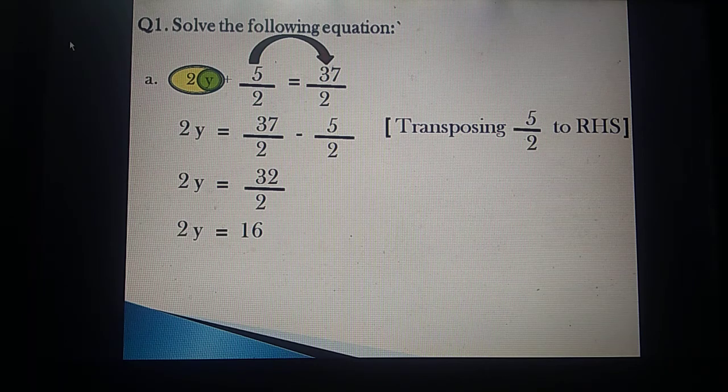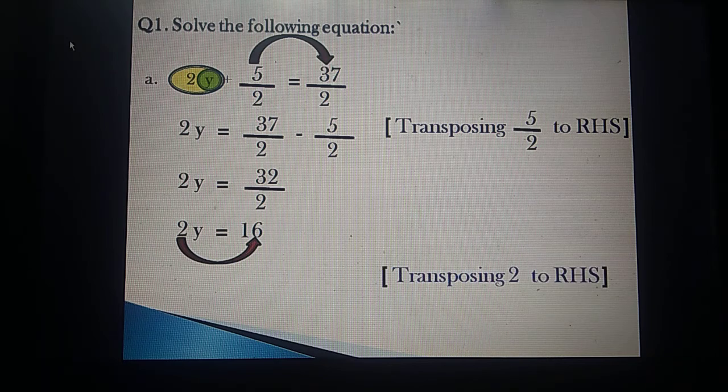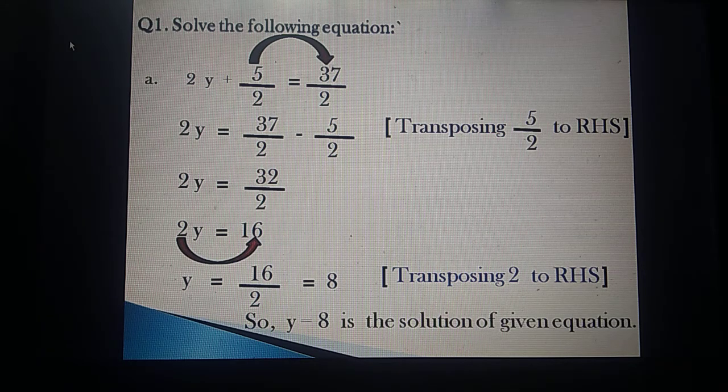Now the next outermost circle is having 2. So we will transpose 2 now. Here we are multiplying by 2. After transposing, we will divide by 2. Final answer is 8. Here only the variable is left. So this is your final answer.